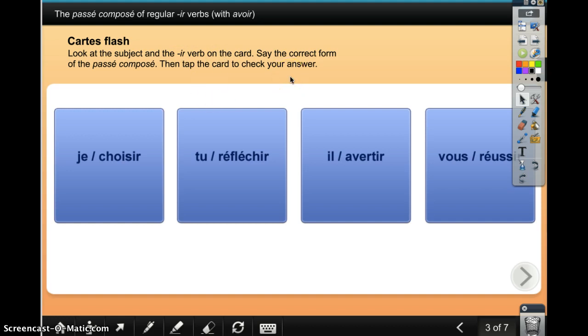Okay, so the student would come, je choisis. So they would say orally, j'ai choisi, and then when they click on it, you would have the answer. Okay, so that's one of the examples for a flip chart.